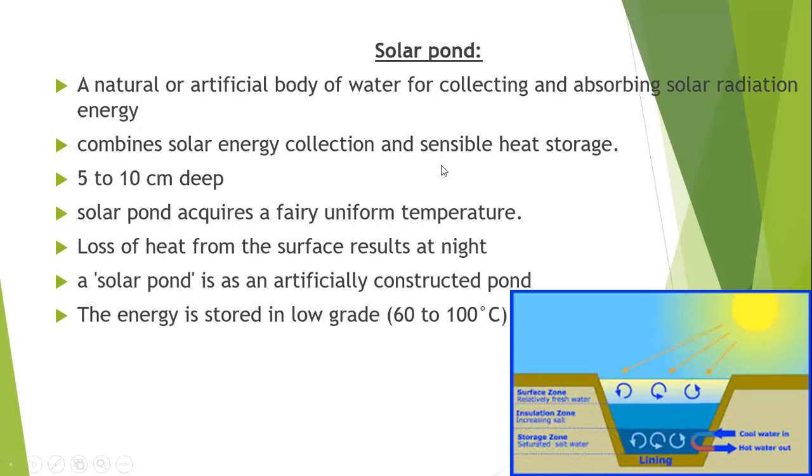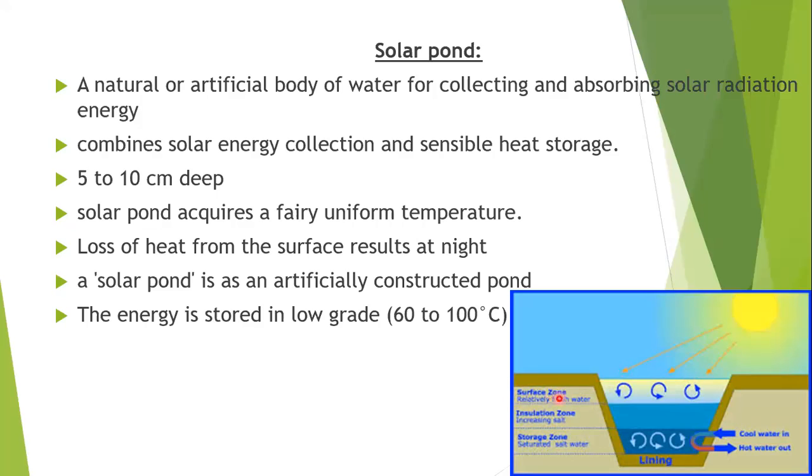It is a shallow solar pond, the simplest type. It is about 5 to 10 centimeters deep, with a radiation absorbing black plastic coating at the bottom only. If you see in the diagram, we can see the idea of the solar pond. So this is a small shallow solar pond.